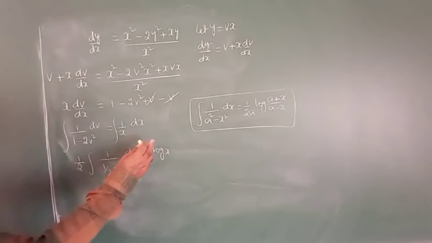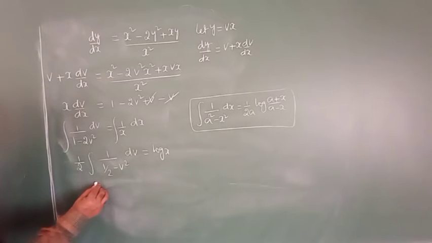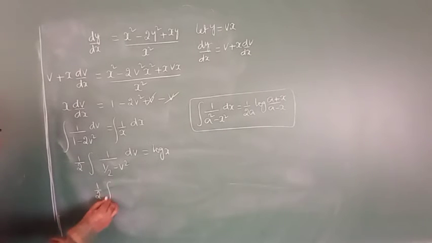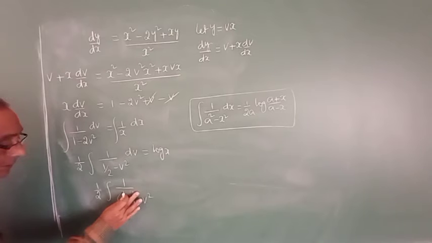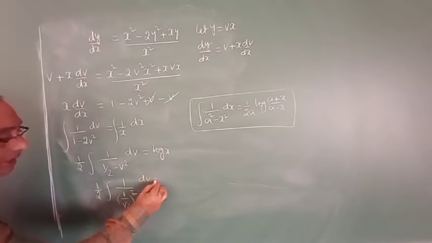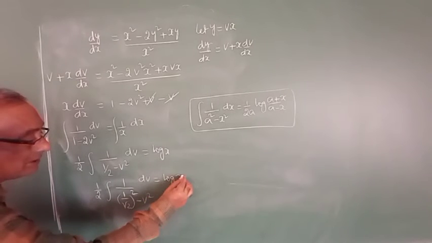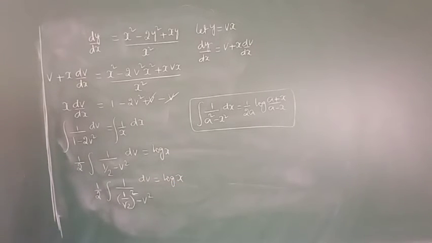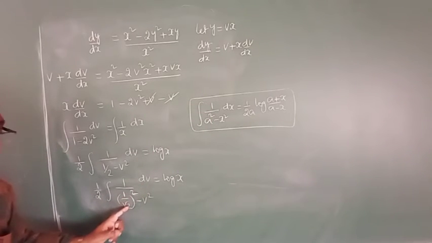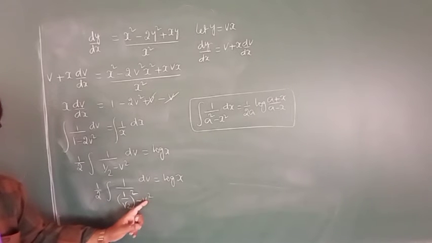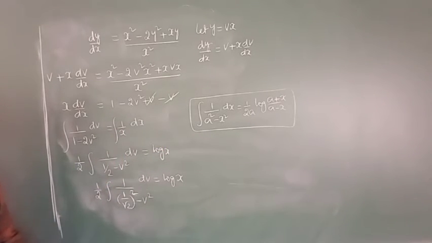Right, 1 by 2 write down. 1 by 2 integral of 1 by root 2 whole square minus v square dv is equal to log x. Now write down the formula. So a means 1 by root 2, minus, x means v square. Apply that formula everyone.